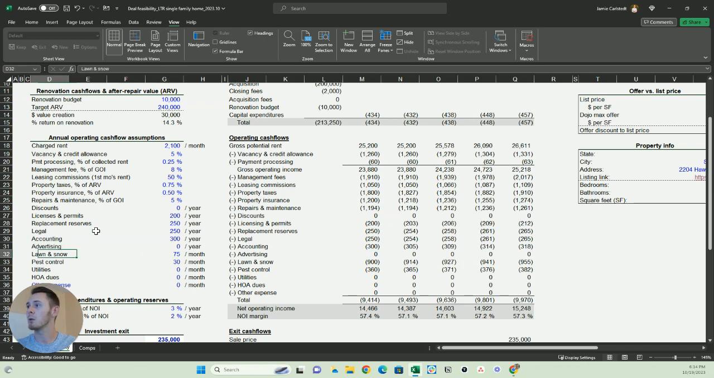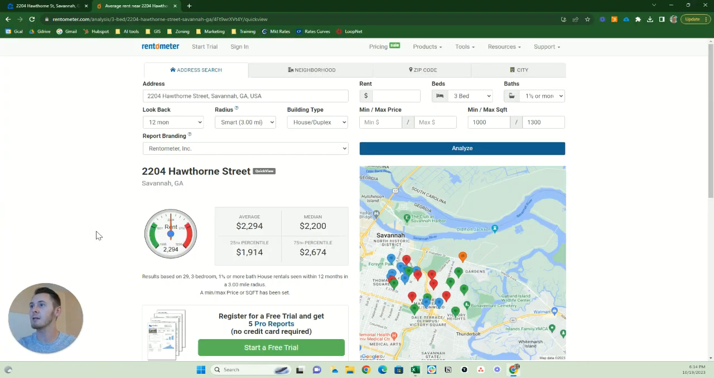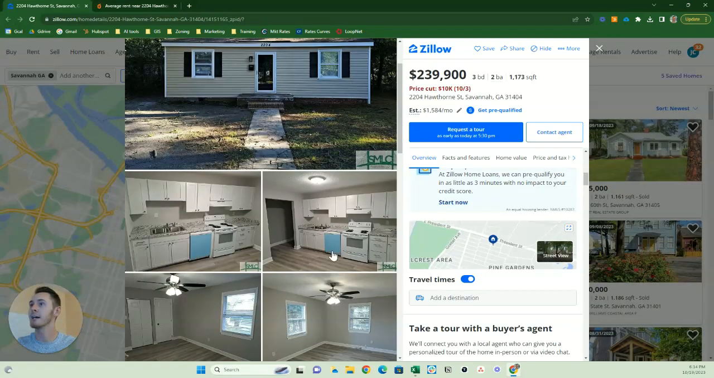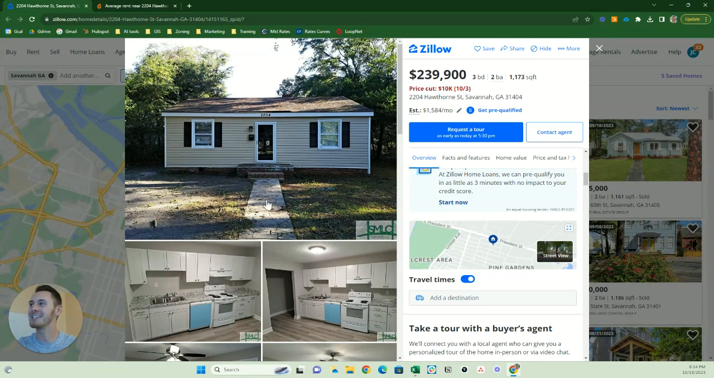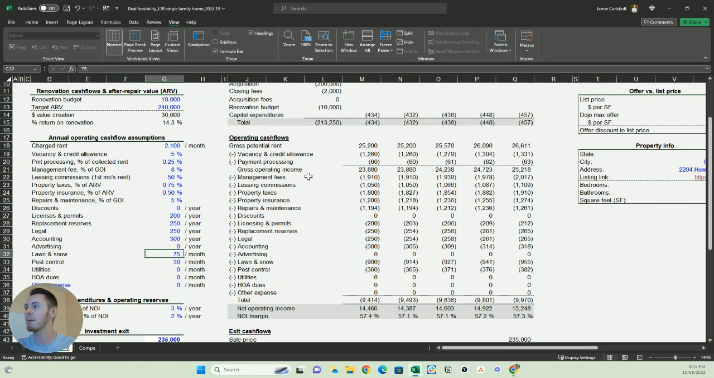So lawn and snow, you can see it was a pretty small lot. It definitely needs some work here in the front. It's not the most lovely property. But assume that there's grass there. Someone's going to have to cut that and maybe some flowers here or whatnot. So someone's going to have to take care of the property. So maybe that's $75 a month. Maybe it's $100. Pest control, let's put that at $30 a month.